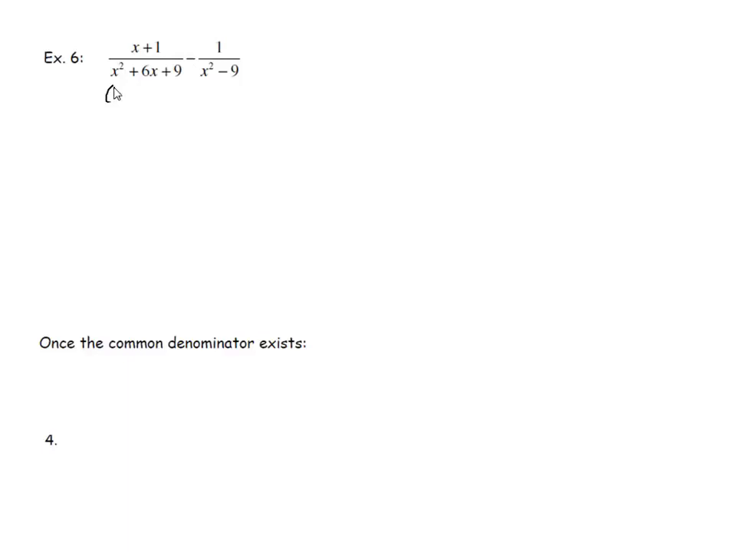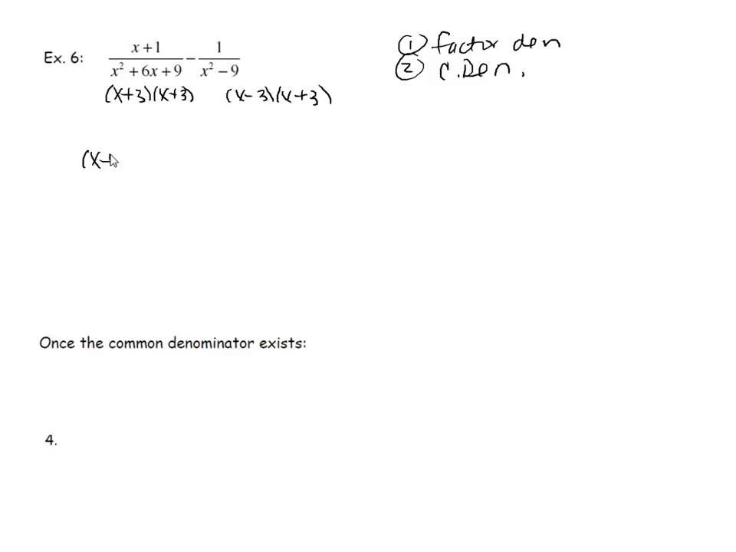So remember, we're going to factor the denominators first. Now we're going to get our common denominator. So we're going to start with what they share. They share an x plus 3. And they don't share these. So we're just going to write them all side by side. So this is your new common denominator, side by side.